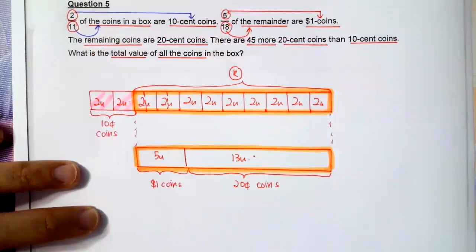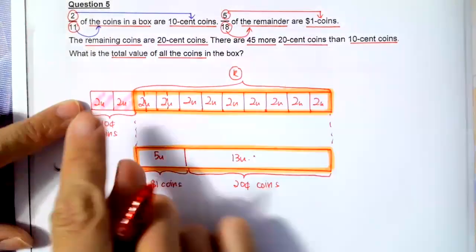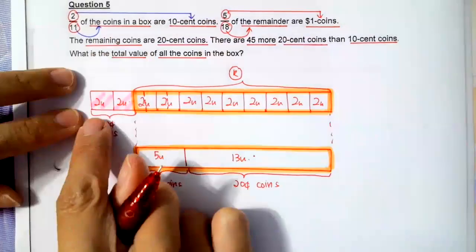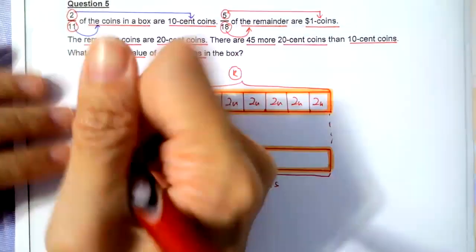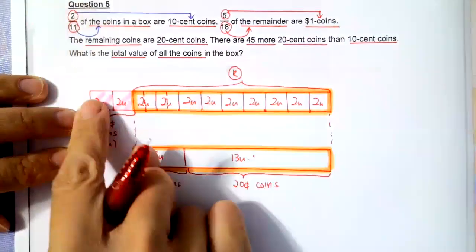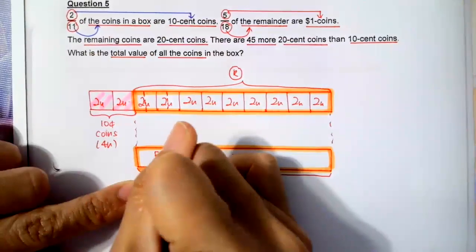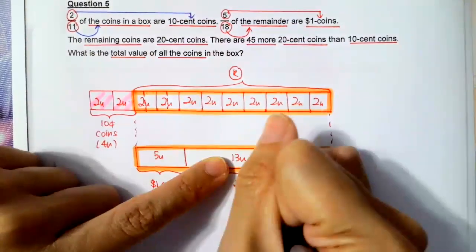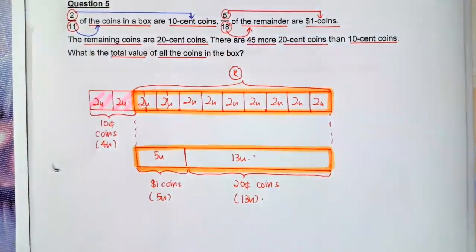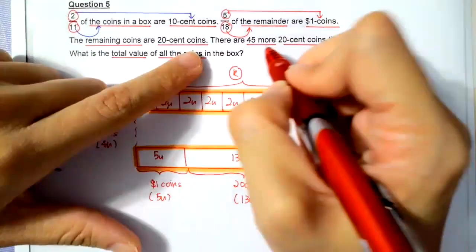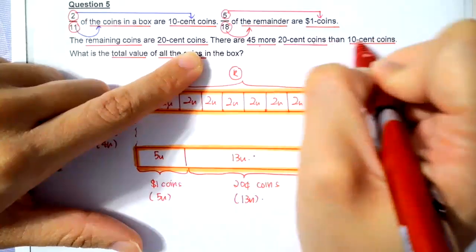Okay. So which means that now my top remainder and the bottom, they are the same already. So let's just label: 10-cent coins is no longer 2 units. 10-cent coins is 4 units now, because I cut it up already. $1 coin is 5 units. And 20-cent coins is 13 units. Okay. Next. There are 45 more 20-cent coins than 10 cents.